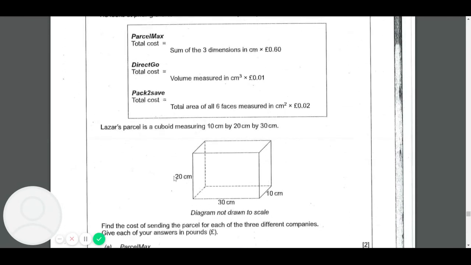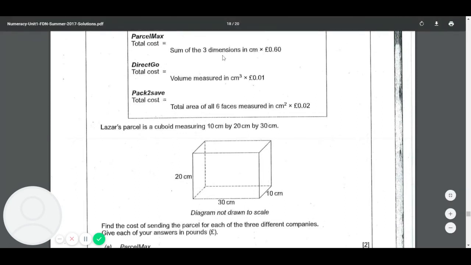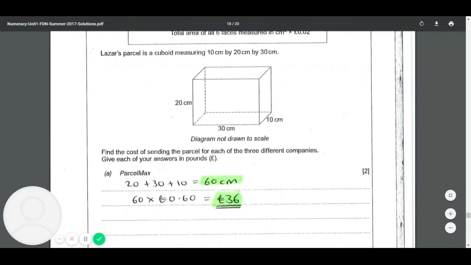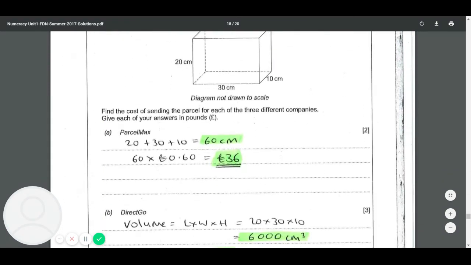So sum of the 3 dimensions, if we add them up, it's going to be 60 for the sum times 60 pence. The volume would be timesing the 3 numbers together. So 20 times 30 is 600, times 10 is 6,000 times a penny. And the surface area, so that's a bit trickier, but we've got 2 30 by 10 rectangles, top and bottom, 2 20 by 10 rectangles, side and side, and 2 30 by 20 rectangles, front to front. So if we add those together, we get our answer.